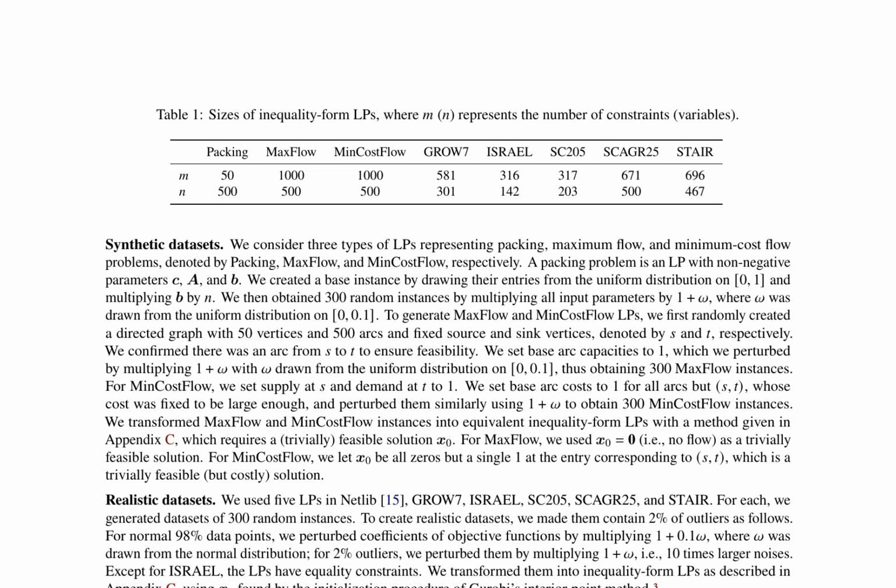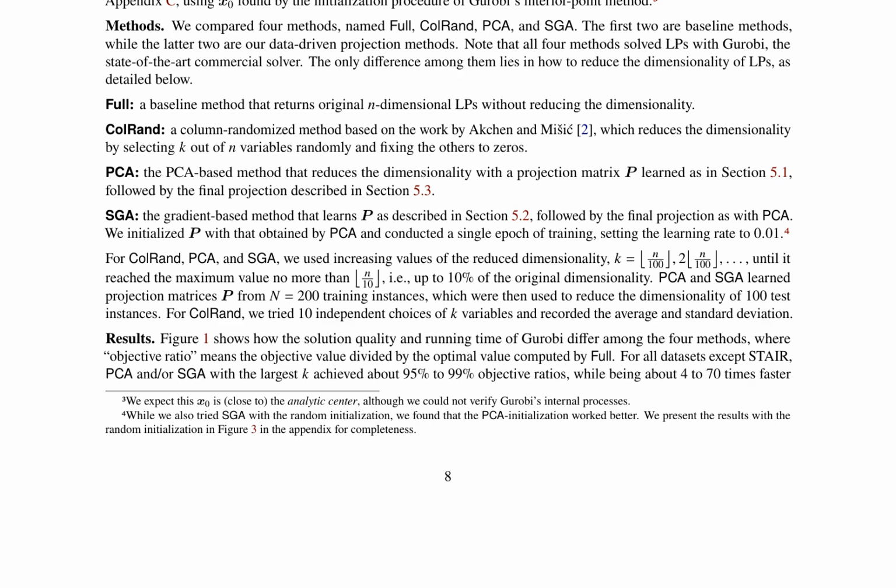The methods compared in this study include Full, Kernel RAND, PCA, and SGA. All these methods solve LPs using Gurobi, but they differ in their approach to reducing dimensionality. While Full and Kernel RAND are standard methods, PCA and SGA are data-driven projection methods.